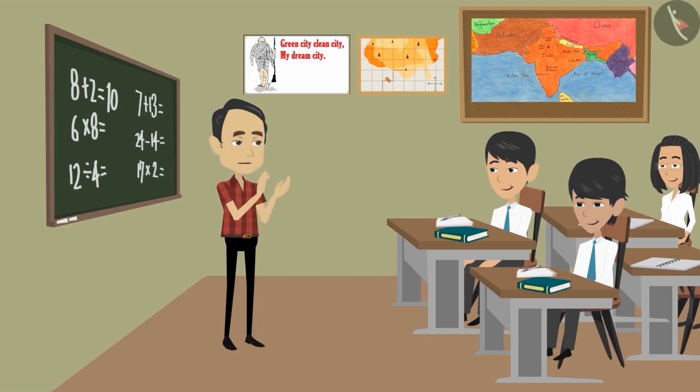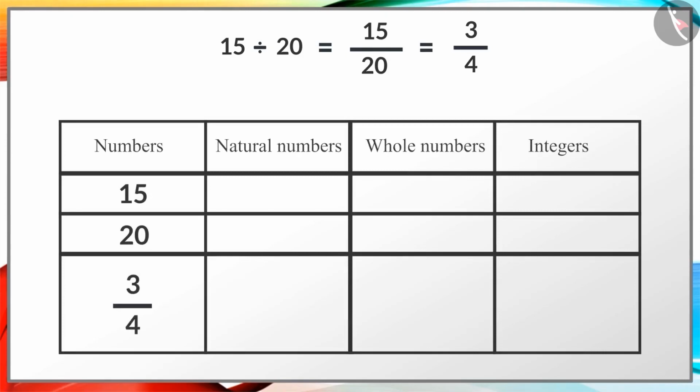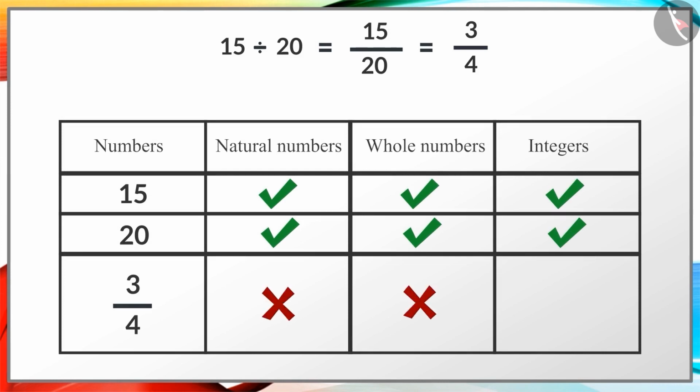Now let's divide 15 by 20. Can you tell the answer? Sir, the answer is 3/4. Well done, Rahul. Children, now look at this table. You all know that 15 and 20 are natural numbers, whole numbers and integers. But 3/4 is neither a natural number, a whole number nor an integer.